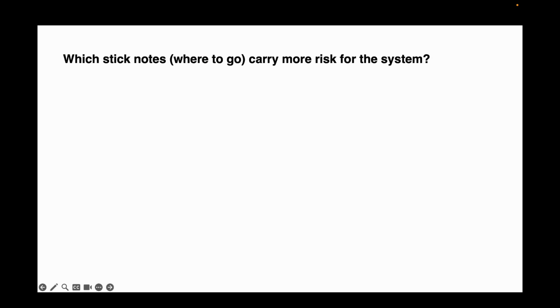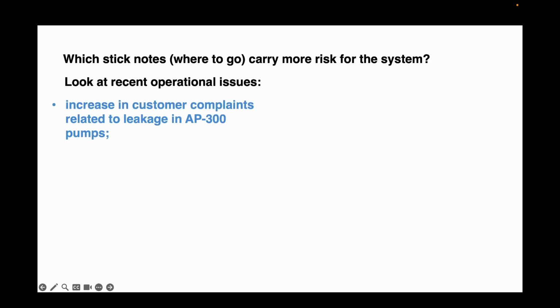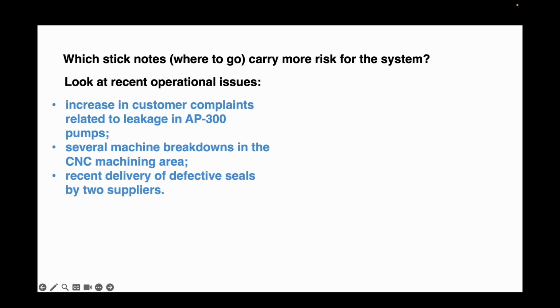So before choosing the route, I want to overlay risk onto the map. We already have recent operational signals. Let's look at them. More customer complaints about leakage in AP 300 pumps. Another one, several CNC machine breakdowns, and defective seals from 2 suppliers. These issues tell me that some sticky notes deserve more attention than others.